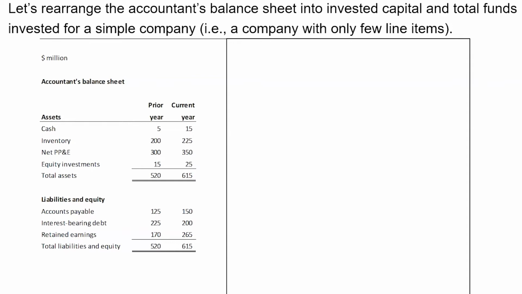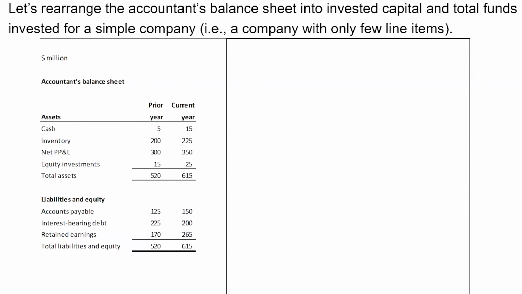I want you to see some different examples because this is what your third homework is all about. I've given you several different examples of balance sheets and income statements, and I want you to reorganize those statements into NOPLAT and invested capital.